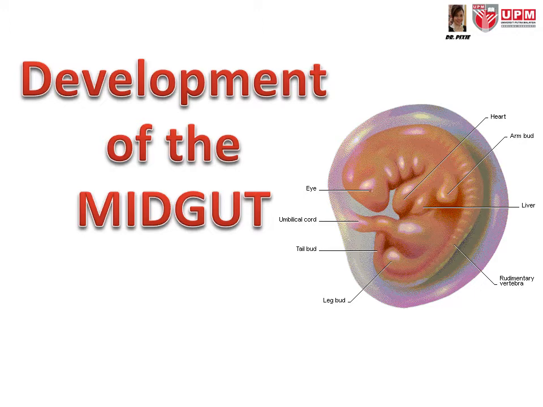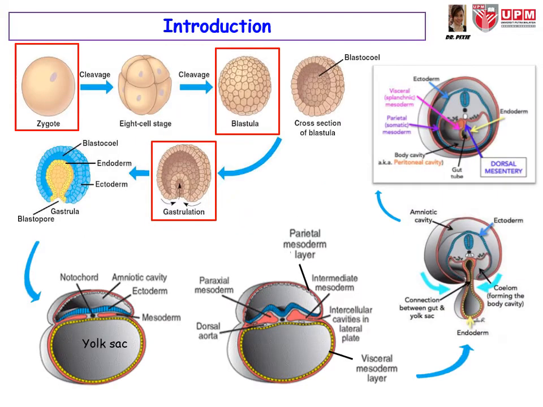Development of the midgut. Before we discuss the development of the GIT, it would be great that we begin with the fertilization. In week 1, a sperm fertilizes the ovum and gives rise to the zygote. The zygote then undergoes repeated cell division to form the blastula, which is a sphere of cells.